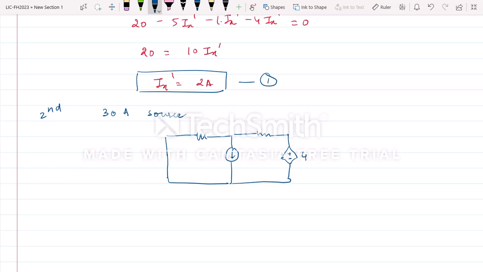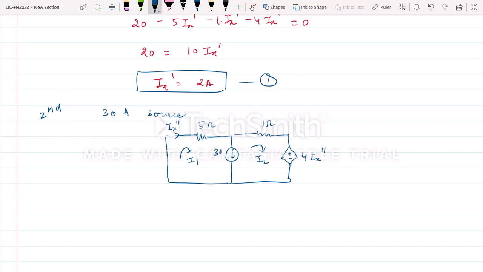As I have removed the 20 volt source and am considering only the 30 ampere source, this current we will call Ix double dash. This becomes 4 Ix double dash. The resistors are the same, 5 ohm and 1 ohm. The first loop current we can call I1, and this is I2. This current is 30 ampere.